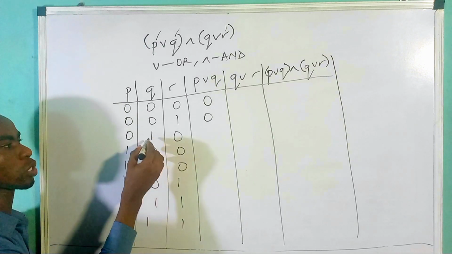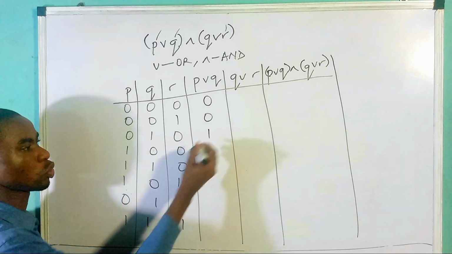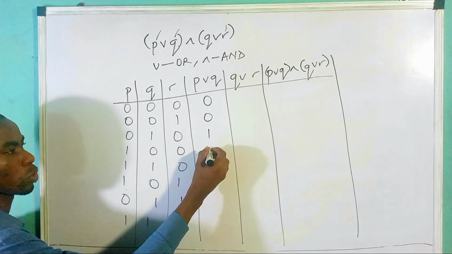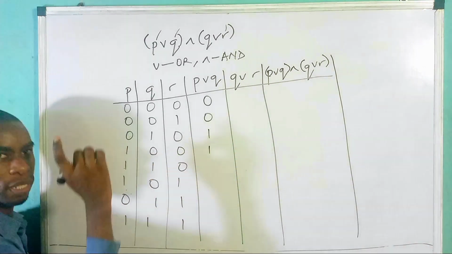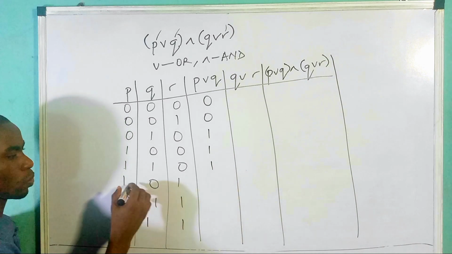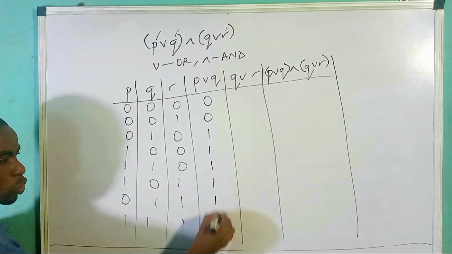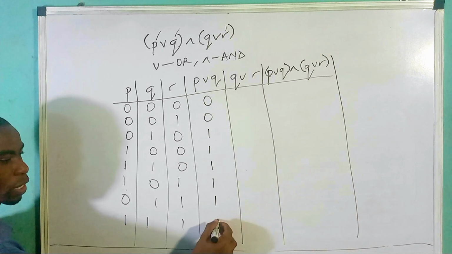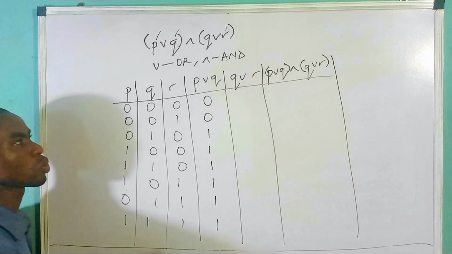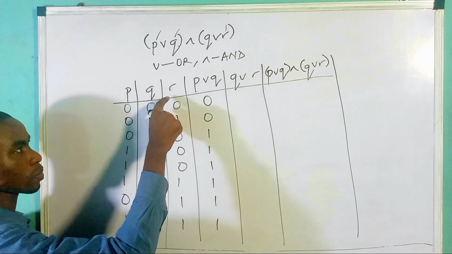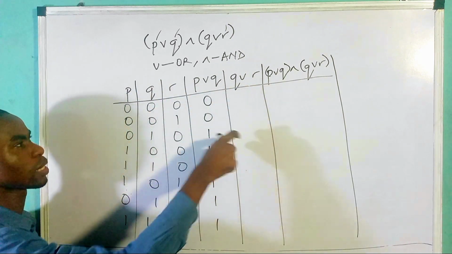This is false or true. It is true. True or false, true. True or true is still true. So I'm going to write true. True or false is true. False or true is true. And then true or true is true. I hope you understand. So the same thing for Q or R, which is this.